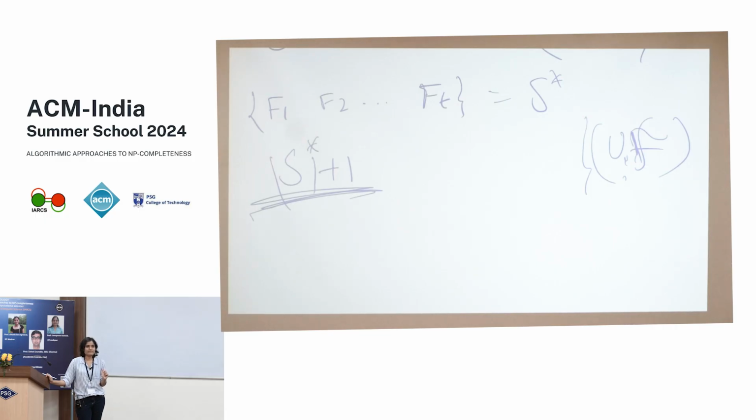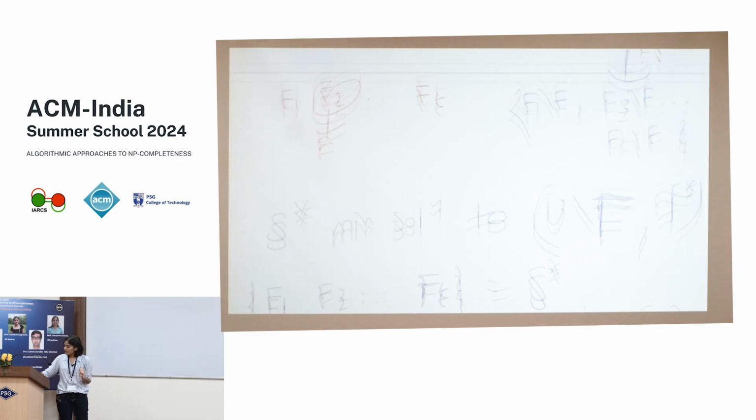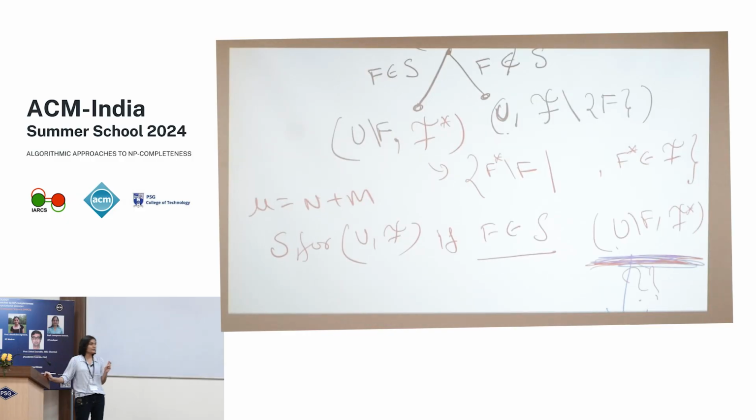Okay? Yes. If I don't remove the elements from the F, yes, then it will also be the optimized solution. I will not be adding the... So here I am using the fact that the set sizes are at least 3 and they are covering the new elements.